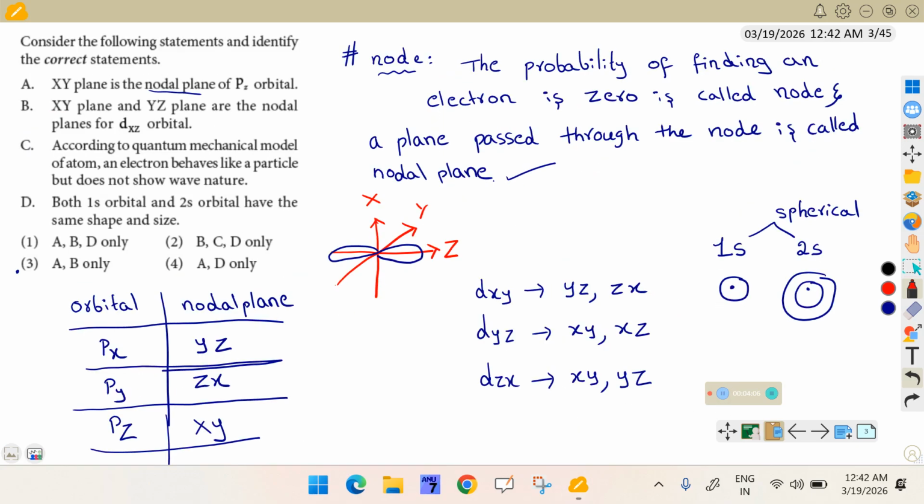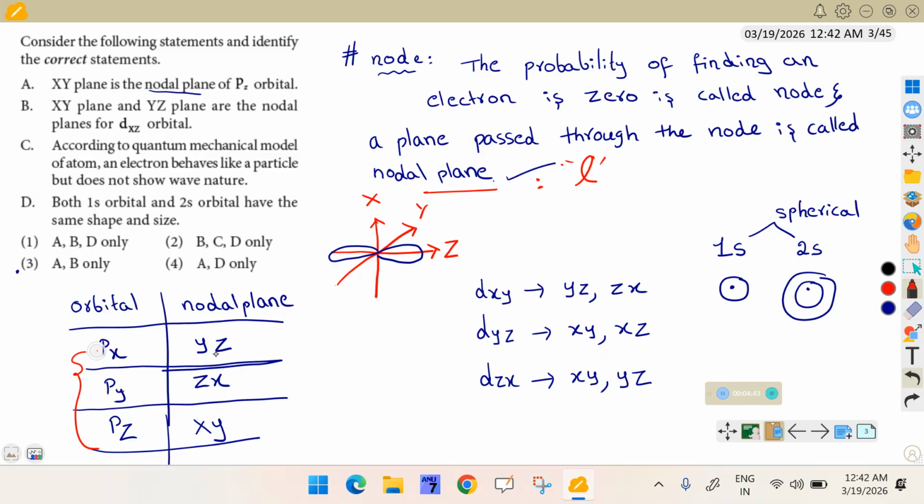Next question is related to nodal plane concept. What is a nodal plane and what is a node? Node means the probability of finding an electron is equal to 0, then that is considered as a node. When a plane passes through the node, then the plane is considered as a nodal plane. Total number of nodal planes is equal to the L value. In case of p orbital, the p subshell contains a total of 3 p orbitals. Those are px orbital, py orbital and pz orbital.